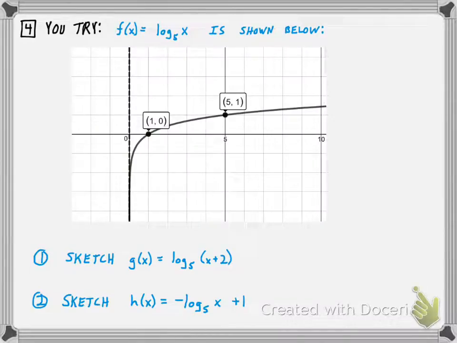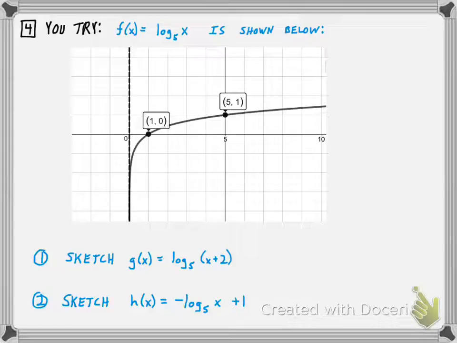Alright, just like with every other function, we should be able to graph transformations of a basic function. So we've got a log base 5 of x graph shown below. And again, in your notes, I'm going to ask you to do 2 different transformations. As you draw your graph, think about what happens to the asymptote and the given points. Alright, let's start off with g of x equals log base 5 of x plus 2. Do a quick sketch of that graph in your notes before you move on.